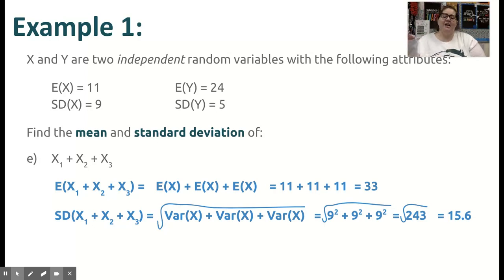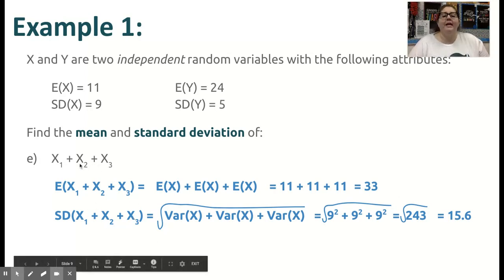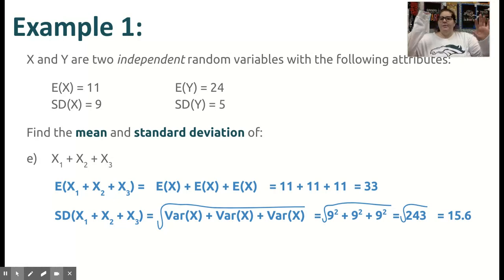Whereas if I had done it with scaling, 3 times 9 would be 27. So it's a different standard deviation when I am looking at this in a different way. And again, I will show you in a minute, with a real life example, how scaling would be different from combining in this way.